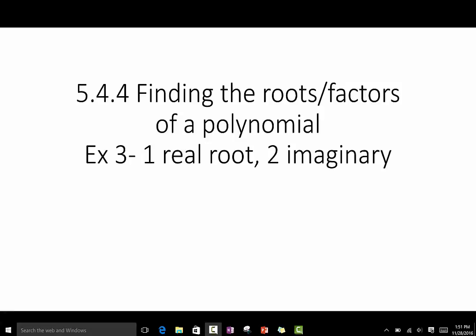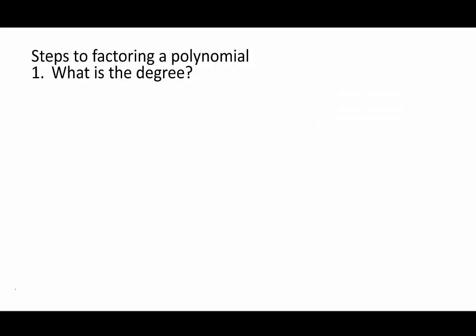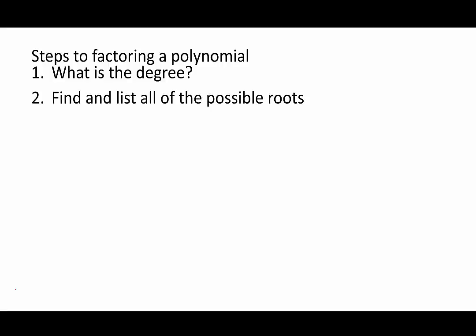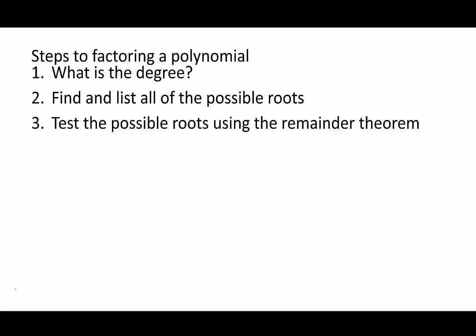Example 3. This time we're going to end up with one real root and two imaginary roots. Let's review the steps to factoring a polynomial. Step 1, what is the degree? That'll tell you how many roots we're going to find. Step 2, find and list all the possible roots. Those are our P over Q's.